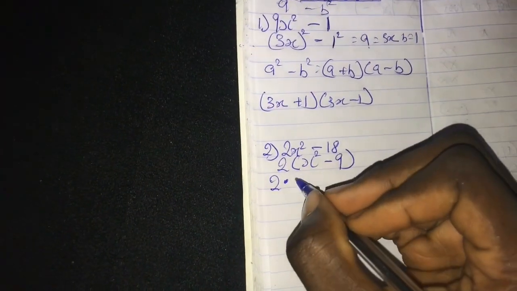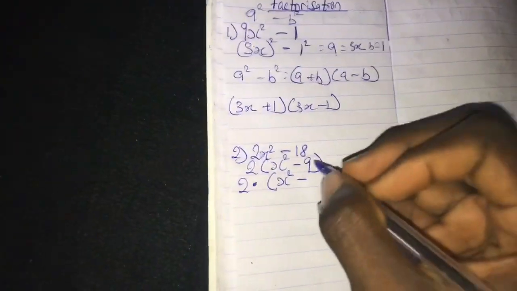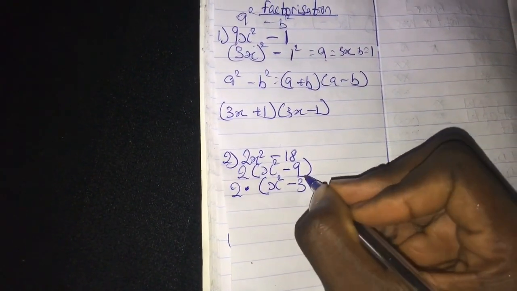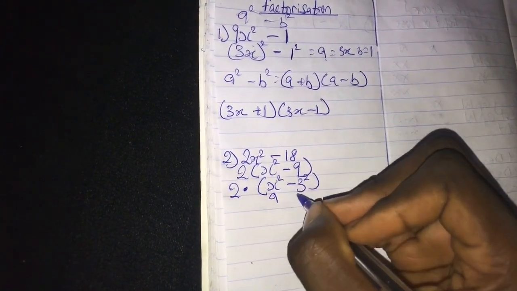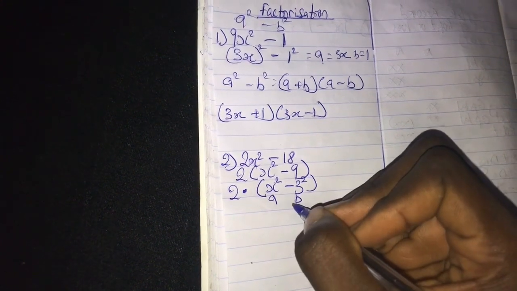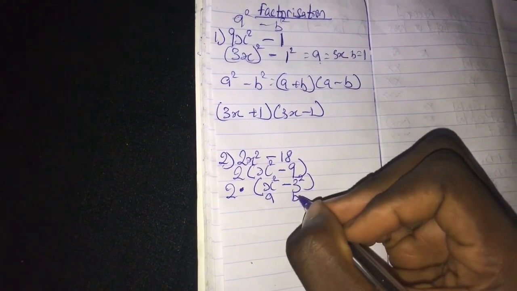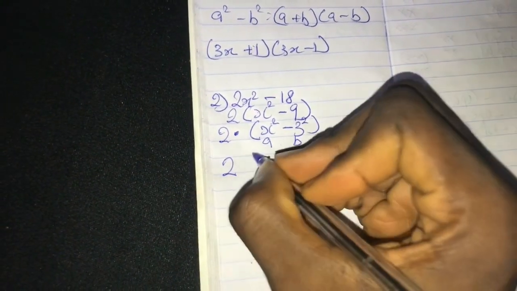So these two, you put on one side. The dot is also known as multiplication. Then you have x squared minus 3 raised to power 2, which is the same thing as 9. So our a here is x and our b is 3. That is a plus b and a minus b. So you bring these two here in brackets.